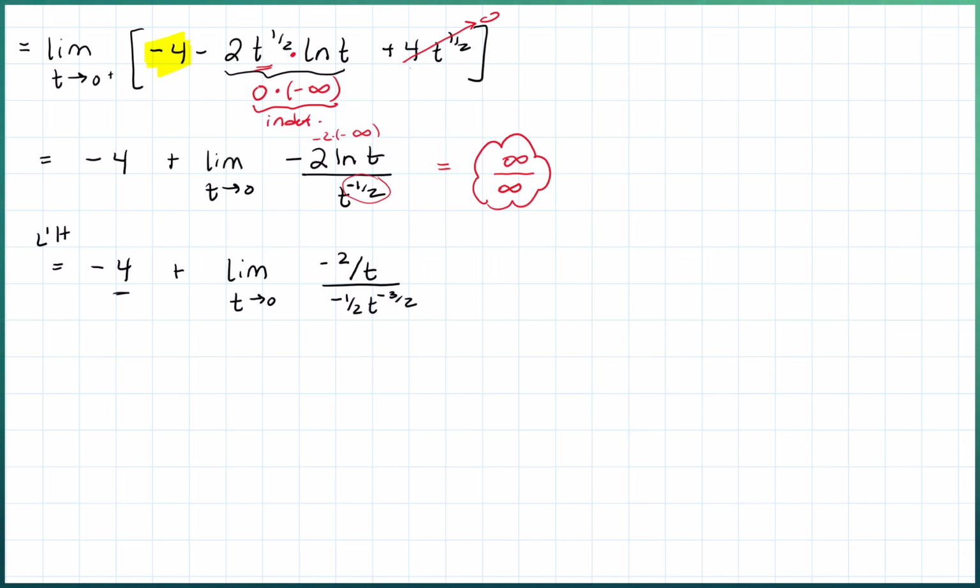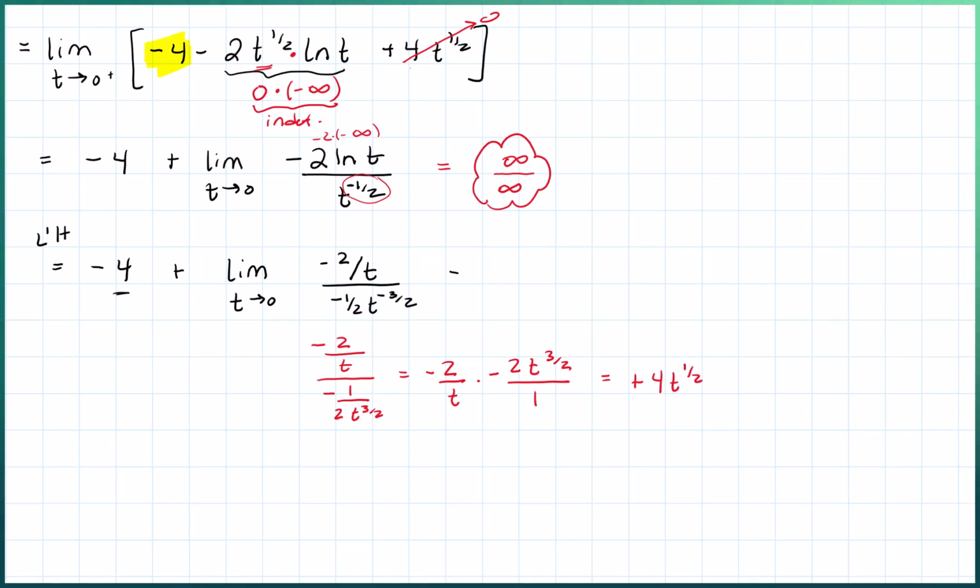Now, that right there is messy, and I don't want to take the limit until I get it simplified. So here in red, I'm just going to simplify that. So that's minus 2 over t, and we're dividing by minus 1 over 2t to the 3/2. So that becomes minus 2 over t times a negative 2t to the 3/2 all over 1. And that ends up becoming a positive 4t to the 1/2, just doing the algebra.